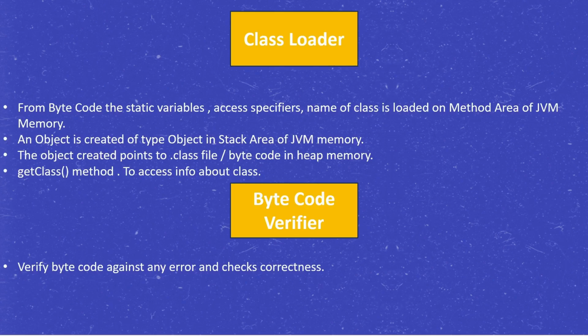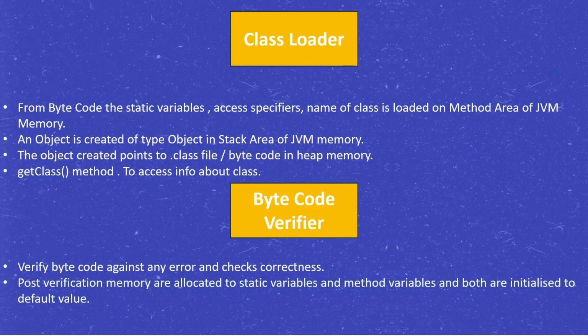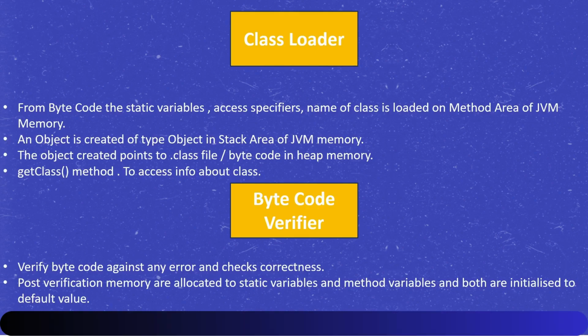Once the bytecode verification is done, the static variables and the method variables, any variables that you declare inside a method are called method variables, both of them are now initialized to their default value. Let us understand that too.